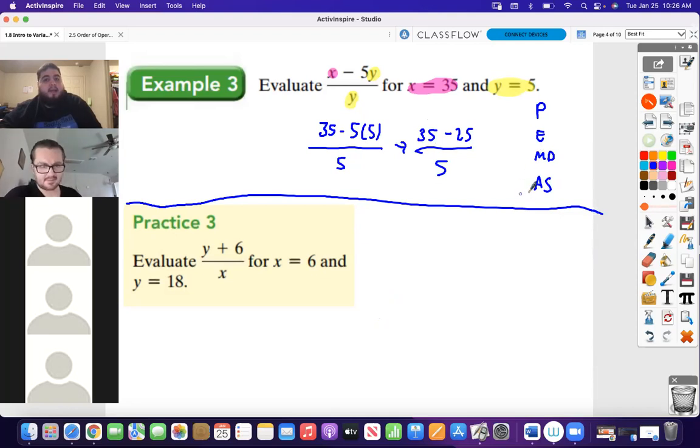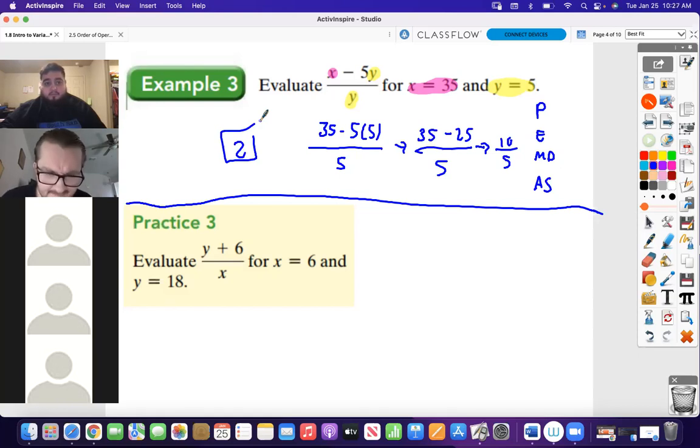Since we multiplied already, we just got to do what on the top? Subtract, right? 35 take away 25 is 10. We got 10 over 5. Does 10 over 5 simplify to a whole number, guys? It does, right? It gives us 2. And we're done. What questions do we have on example 3, class? Any questions? All right, I'm going to go ahead and give you guys about a minute and 15 seconds to complete practice 3. Good luck.